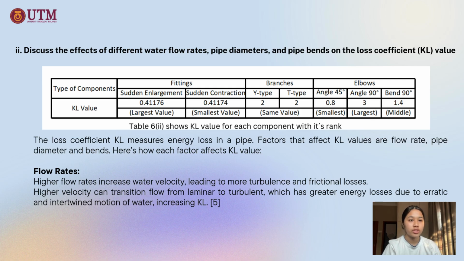So the loss coefficient, KL, measures energy loss in a pipe. The first factor that affects the KL value is flow rates. Higher flow rates make the water move faster, causing more turbulence and friction losses. When water moves very fast, the flow can change from smooth, which is laminar, to turbulent, which increases energy losses and raises the KL value because of the swirling motion of the water.